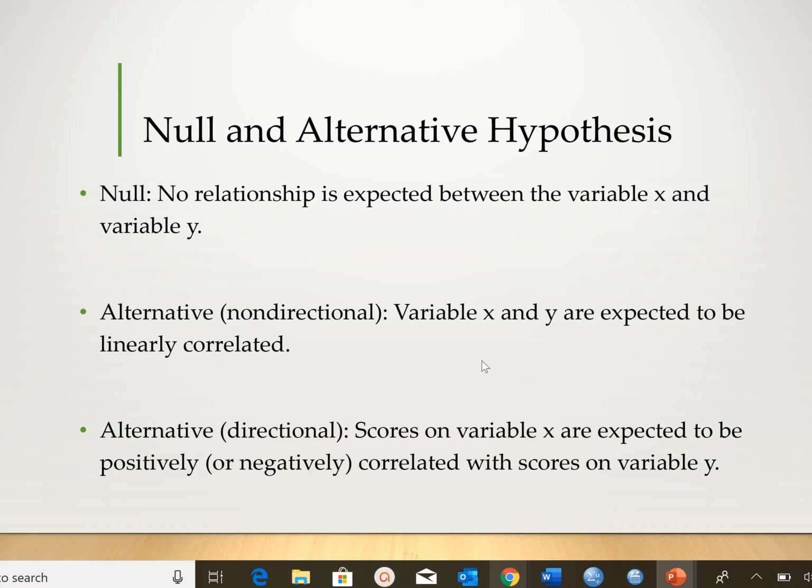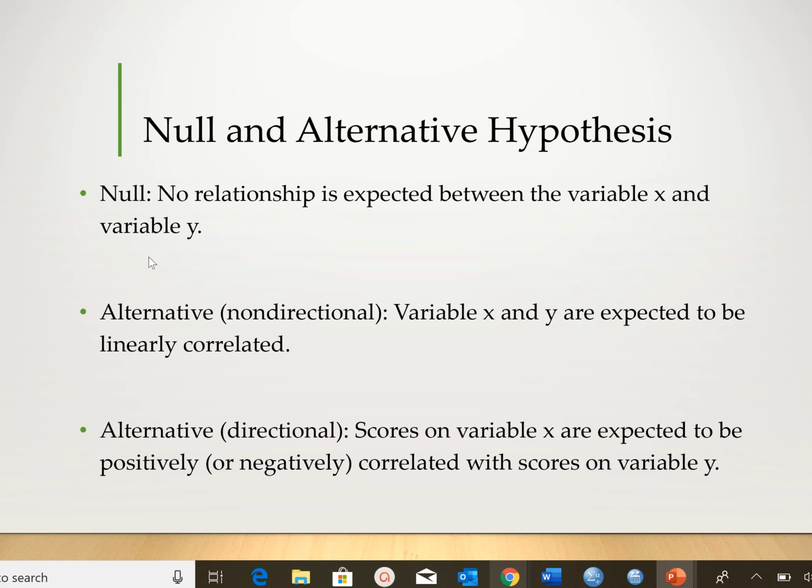There is, of course, a null and alternative hypothesis that's being tested, assuming you're using the classical null hypothesis significance testing approach. The null hypothesis will usually say that no relationship is expected between variable x and variable y, or in other words, in the population, the correlation is 0. The alternative may be non-directional. It might say that variable x and y are expected to be linearly related, but not state the direction of that relationship, and that will allow the researcher to test the correlation significance in either the positive or negative direction.